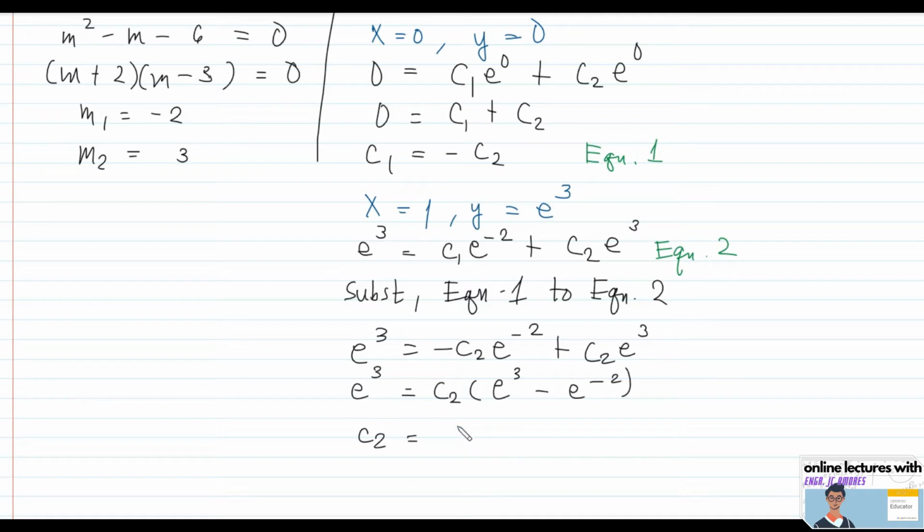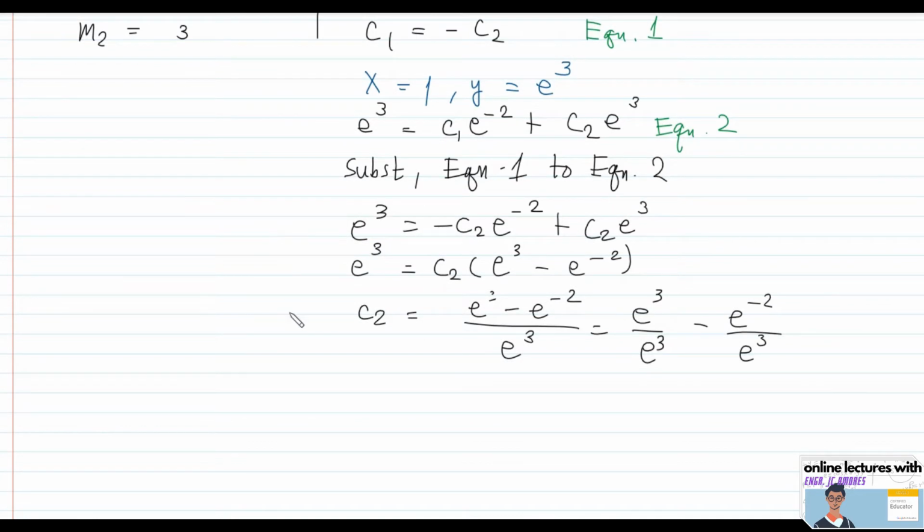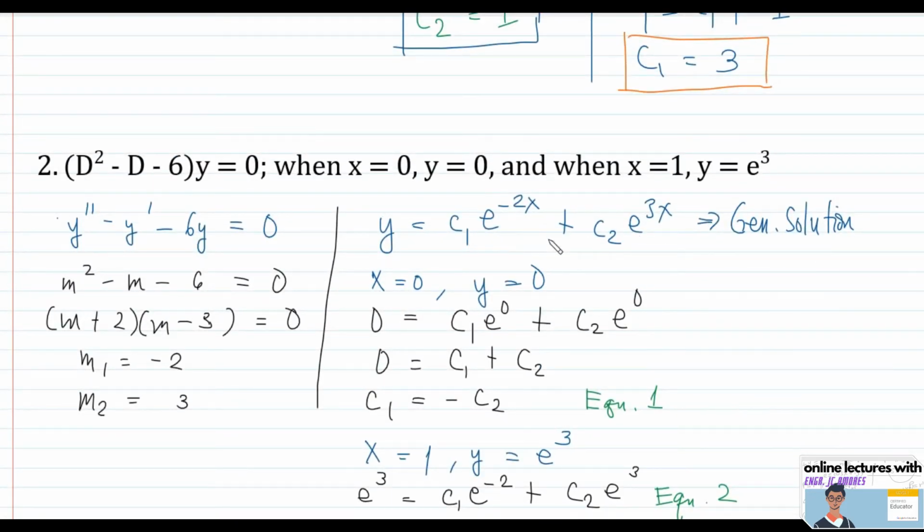And then finally, c sub 2 would be equal to e raised to 3 minus e raised to negative 2 over e raised to 3. And that could be simplified as e raised to 3 over e raised to 3 minus e raised to 2 over e raised to 3. Okay, so c sub 2 would be 1, and then this one would be minus e raised to negative 5. So if that is your c sub 2, then therefore c sub 1 would be the negative of that. So you'll have e raised to negative 5 minus 1. Okay, so substitute that to the general solution here.